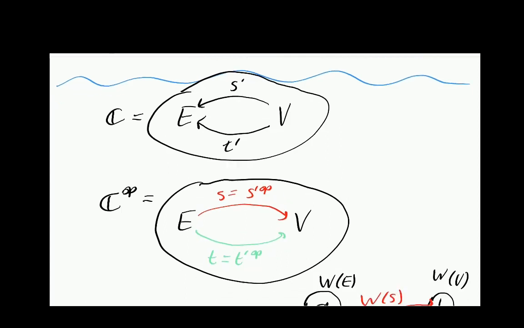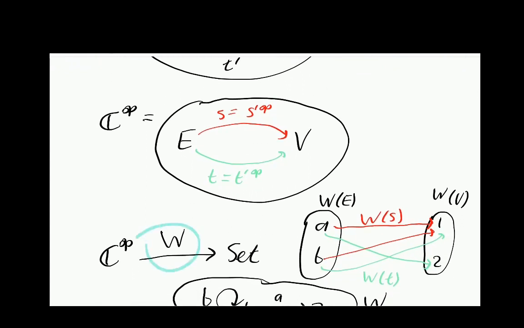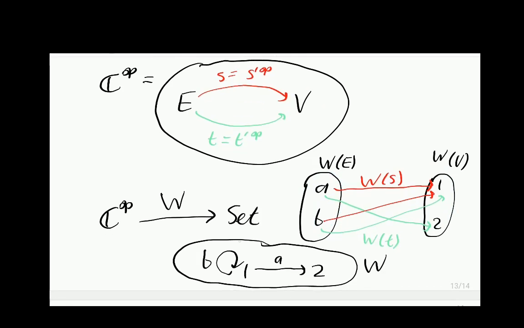So let's have a look at an example. Here's a functor W from C^op to Set, and it's going to send E to this set here, and V to this set here, and S is going to get sent to this function here, and T is going to get sent to this green function here. So we can visualize this in the manner shown below. What we're doing here is visualizing each of these elements of WE as an edge that goes from the place it gets sent by WS to the place it gets sent by WT. So this is a visualization of the graph W.